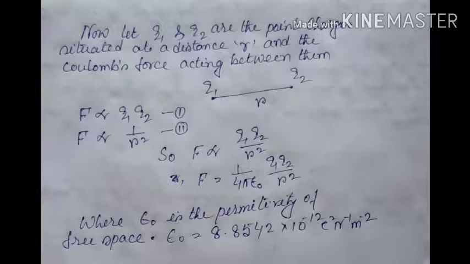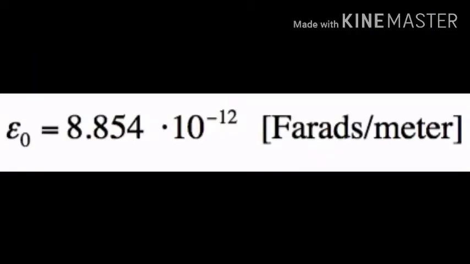To remove this proportionality we can use a constant, so F is equal to k into q1 q2 by r square. In the case of electricity, the constant k is written as 1 by 4 pi epsilon naught. So F is equal to 1 by 4 pi epsilon naught, q1 q2 by r square, where epsilon naught is the permittivity of free space.